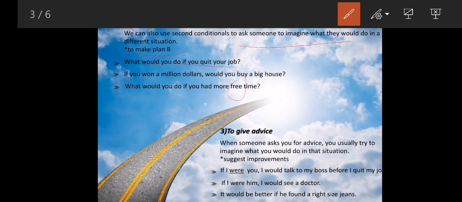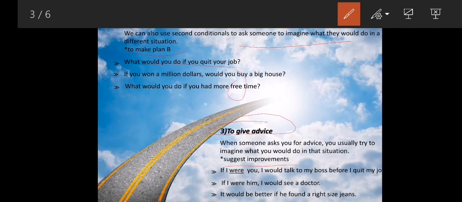Another subject that we use second conditional is giving advice. When someone asks you for advice, you usually try to imagine what you would do in that situation and share that with those people. Or sometimes you suggest some improvements.